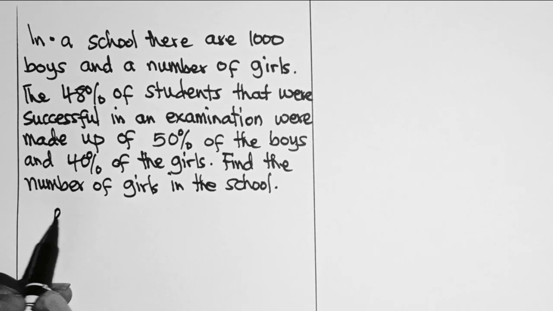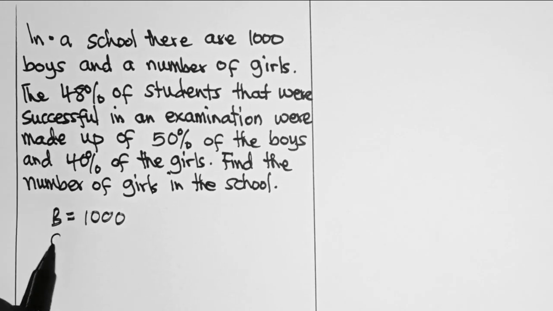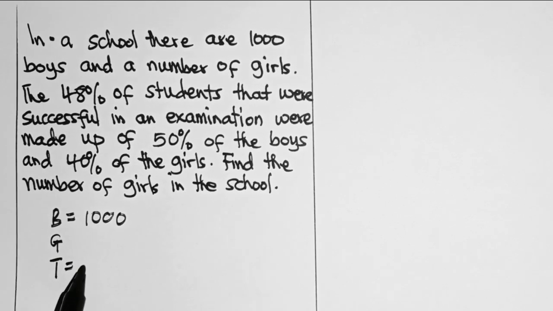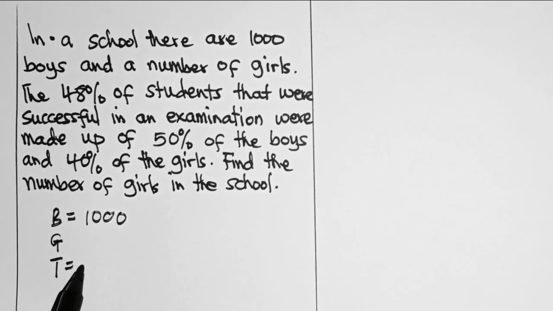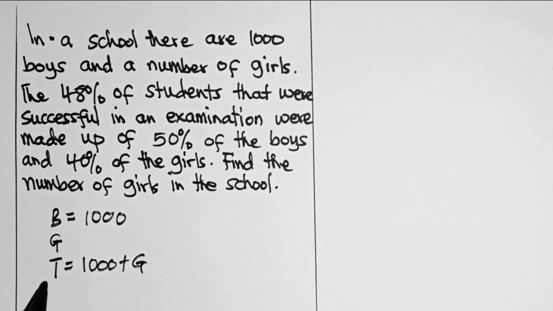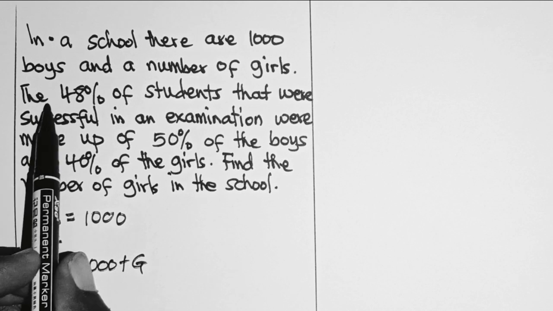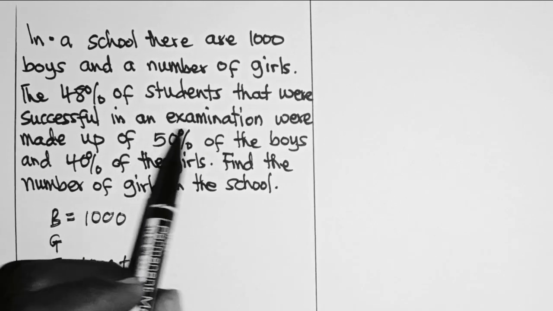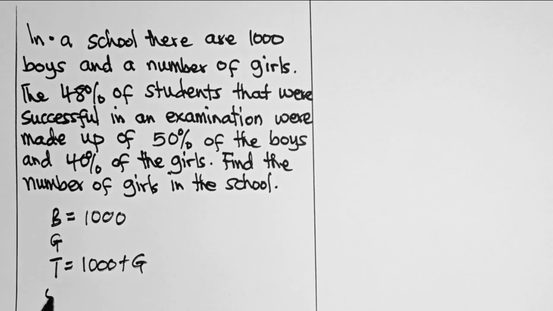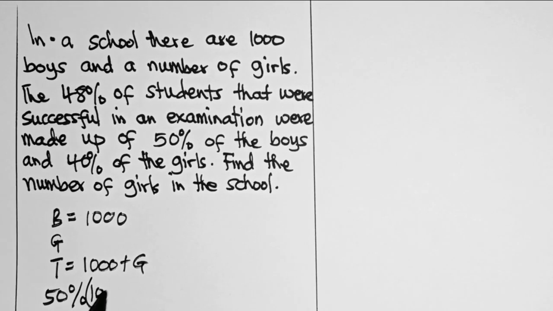So the number of boys in the school is 1,000. So let's let Jamb be the number of girls. The total number of students in the school is equal to boys plus girls, which is equal to 1,000 plus Jamb. Then now, the question says the 48% of students that were successful in the examination were made up of 50% boys. So we will need to find 50% of 1,000.